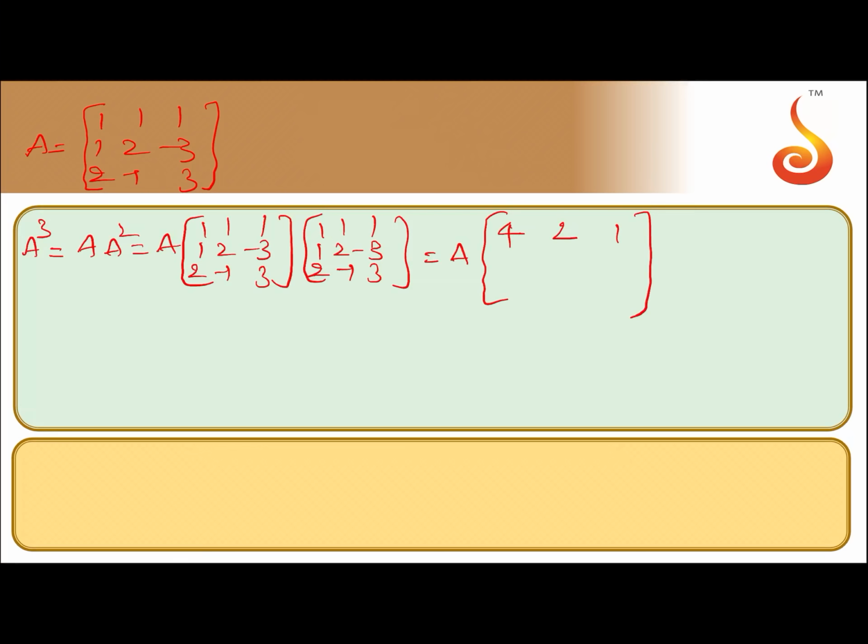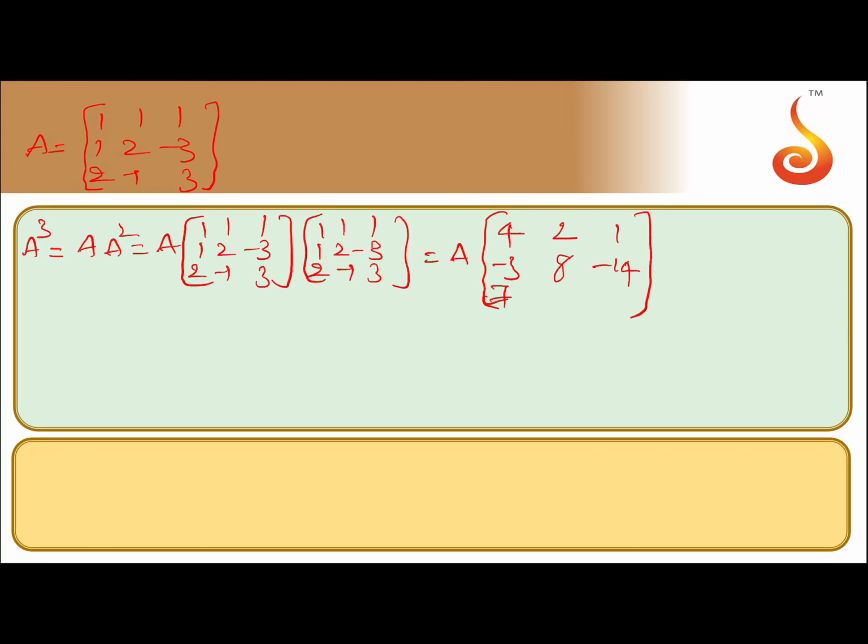Next, second row, first column: 1 plus 2, 3 minus 6, minus 3. And second row, second column: 1 plus 4, 5 plus 3, 8. And first row, third column: 1 minus 6 minus 5, minus 9, minus 14. Third row, first column: 2 minus 1, 1 plus 6, it is 7.